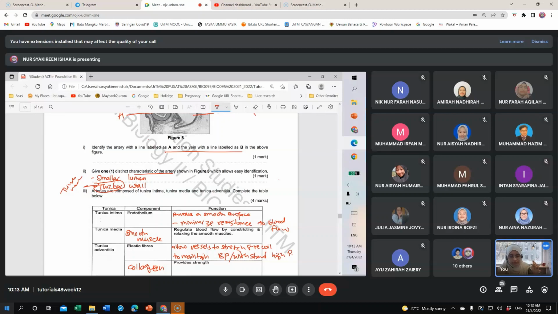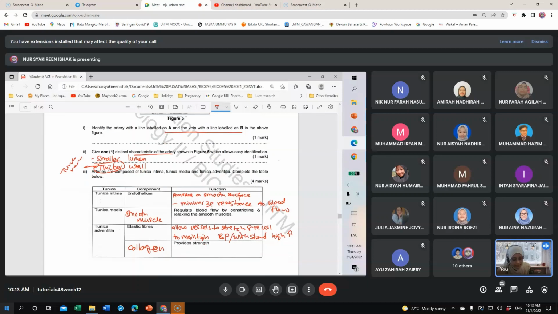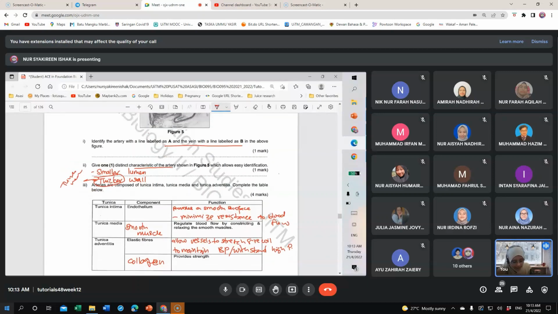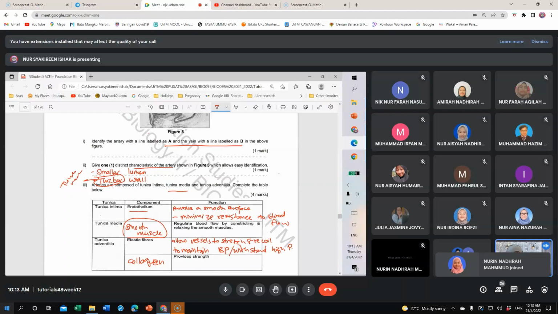the pulse. Okay. And then, okay, next, number 3, arteries are composed of tunica intima, the inner layer, which is made up of endothelium. Okay, the tunica media, which is made up of smooth muscle, that allows the blood vessels to vasoconstrict and also vasodilate. And then the outer layer is the tunica adventitia. Okay, so you have to know all the 3 layers, all the components of the 3 layers, and the function of these 3 layers.